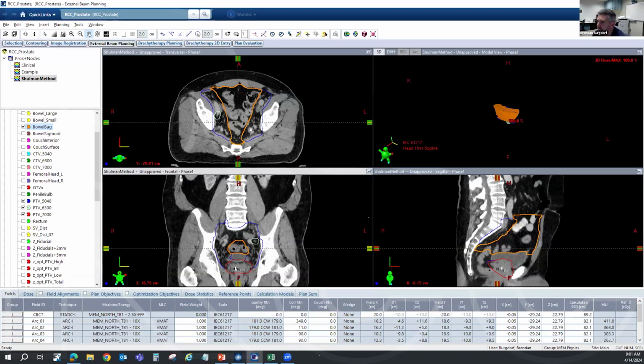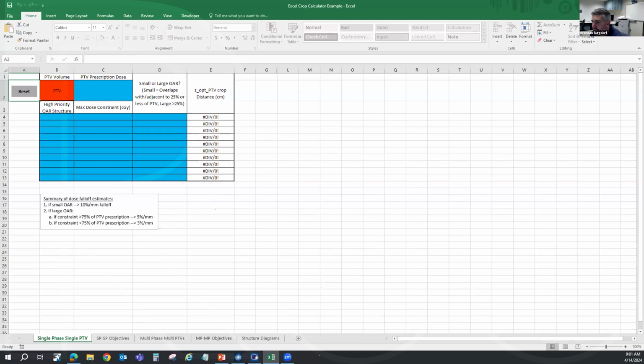So with the optimization structures that we just discussed in mind, I created an Excel spreadsheet, which I can show you here. I'll just quickly walk you through it. There's multiple tabs here at the bottom. This first tab is for cases where you only have a single phase and a single PTV. So let's say this case was a little bit simpler and we only had a single target going to 70 gray, so 7,000 centigray. In this spreadsheet, I plug in the prescription dose in this cell. And then let's say we have some high priority OAR structures. In this case, the bowel bag was that structure that the physician defined as higher priority, and the max dose constraint that the physician set was 54 gray.